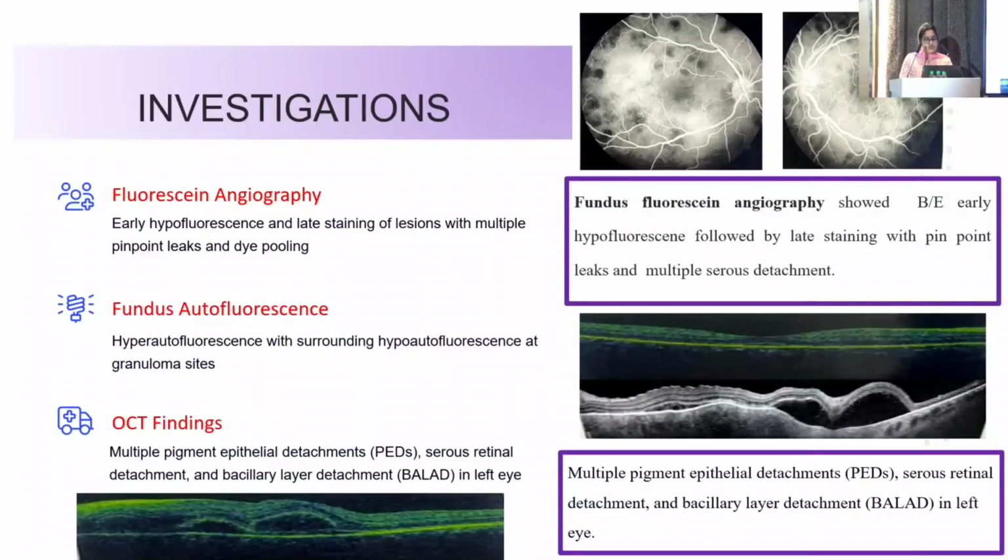On further investigations, fundus autofluorescence showed hyperautofluorescence with surrounding hypoautofluorescence at granuloma sites. Fluorescein angiography showed multiple pinpoint leaks and dye pooling. OCT showed multiple pigment epithelial detachments along with serous retinal detachment, as seen in the above picture. In the OCT picture we can see that there is a large granuloma.